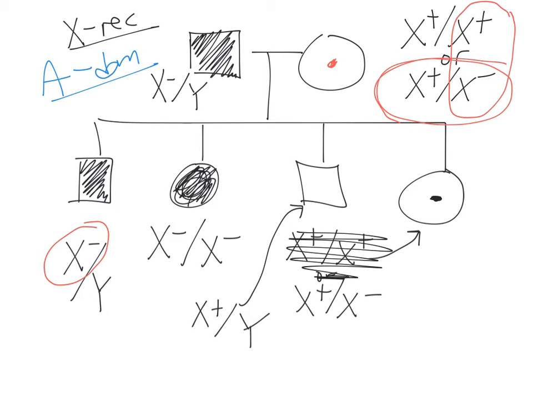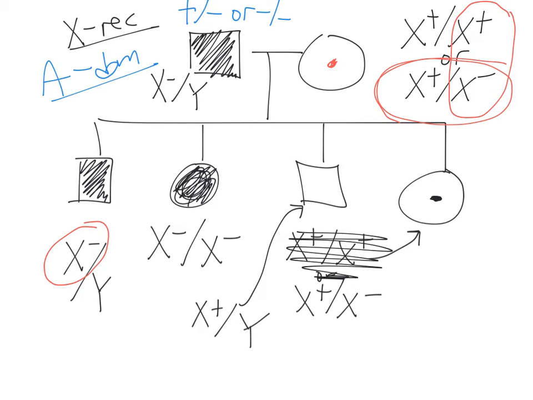Could be recessive, even though it doesn't skip a generation, because mom's a carrier. What would dad's genotype have to be if this is autosomal dominant? Is he plus over minus, or is he minus over minus? Either of those genotypes would make him affected if this is a dominant trait.